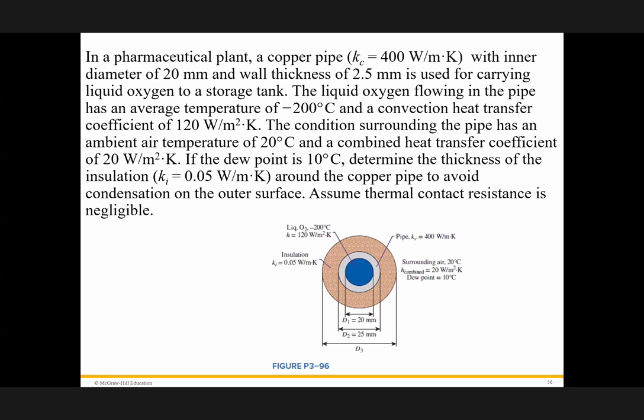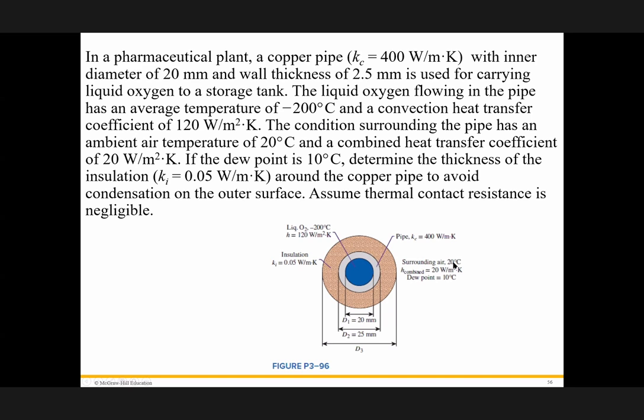In a pharmaceutical company, a copper pipe, conductivity of the pipe is given, the diameter is given, the thickness is given, carries liquid oxygen to a storage tank. The liquid oxygen flowing in the pipe has an average temperature of minus 200 degrees and a convective heat transfer coefficient of 120. The conditions surrounding the pipe have an ambient temperature of 20. Therefore, we have this pipe going to here. This is the thickness, this is insulation, okay? And here the air we have exchanging with the environment, the heat transfer coefficient is 20.